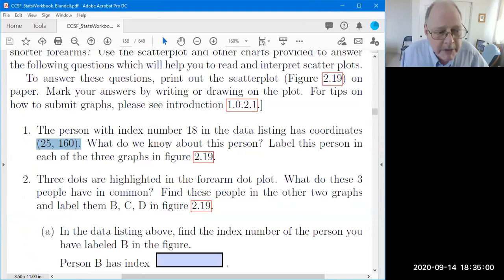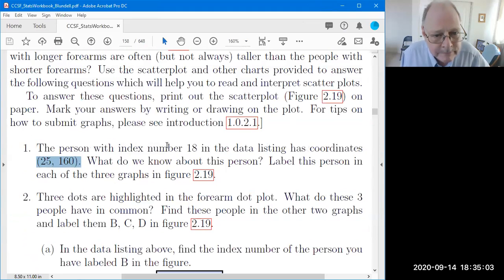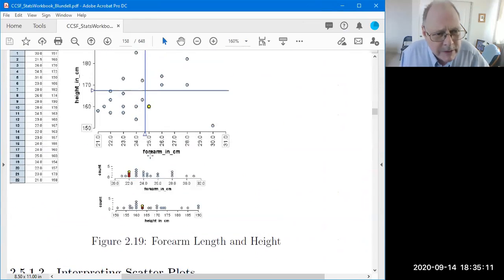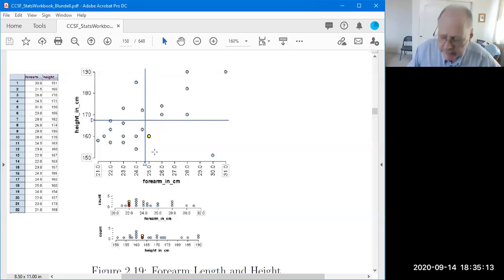What do we know about the person? And label the person in each one of the 3 figures. And when I did this with the pre-statistics class a couple of years ago, in the spring of 2018 in the classroom, they were working in groups. And they did it themselves, and I walked around and gave hints. And that's just a lot more effective than just saying the answer.